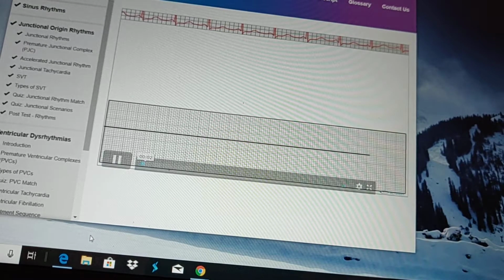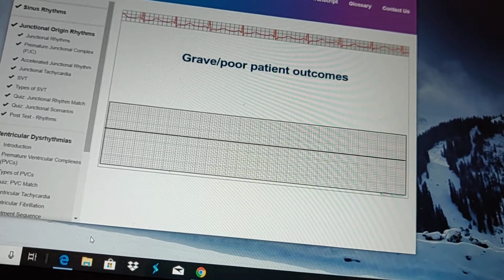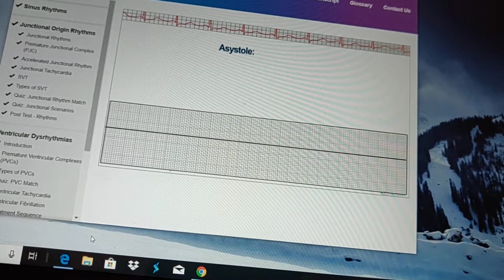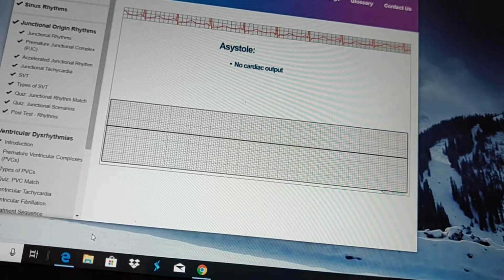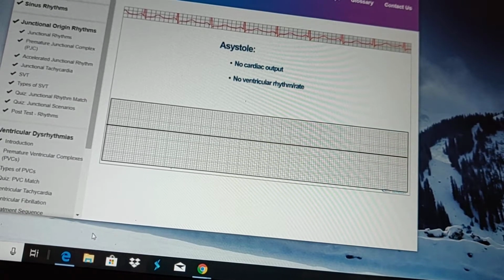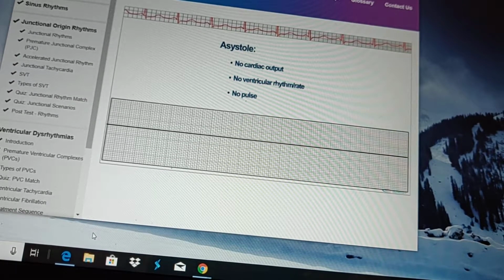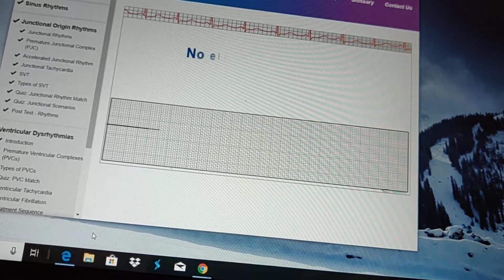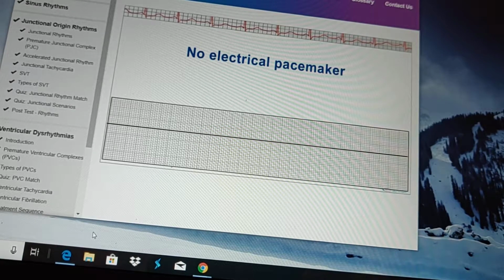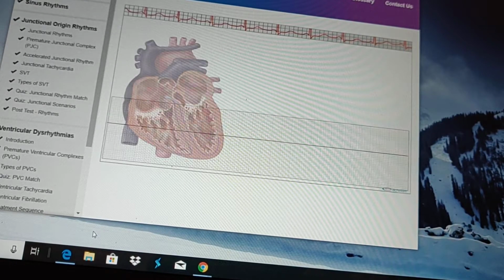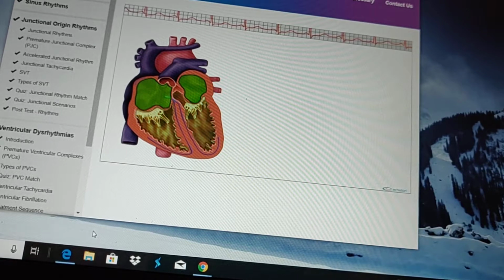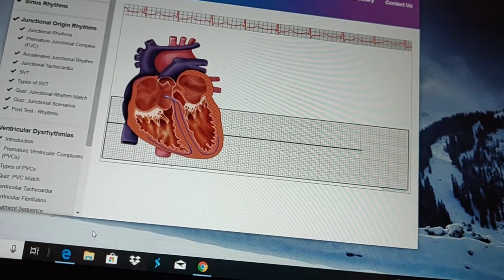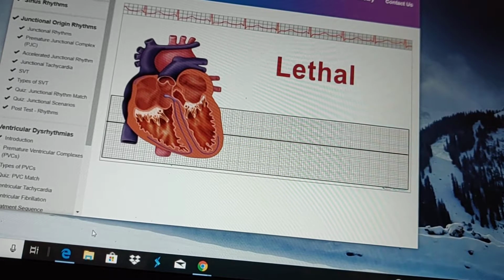Our last two rhythms are the most grave and result in the poorest patient outcomes. The first of these is asystole, which occurs when there is no cardiac output, no ventricular rhythm or rate, and no pulse. In this state, the heart has lost all of its electrical activity, and there is no electrical pacemaker to initiate electrical flow. It's the complete and total absence of atrial and ventricular activity, which is why it is known as the straight line. This is a lethal rhythm.